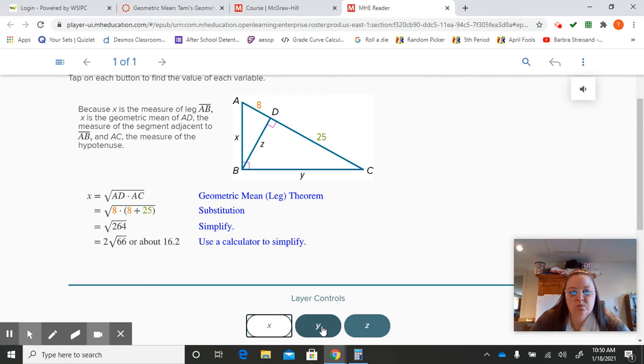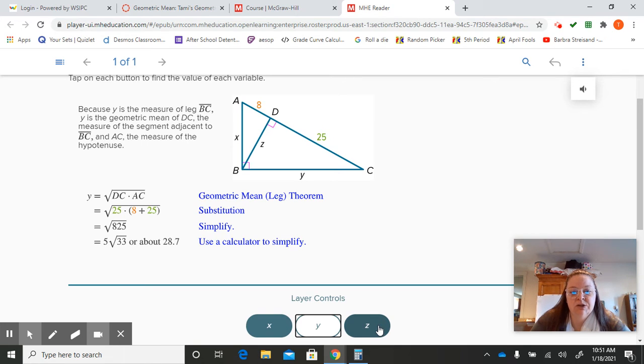Now to figure out what Y is, Y is the length of BC, which is the long leg of the biggest triangle and the hypotenuse of the medium triangle. So Y is the geometric mean of DC, that's the long leg of the medium triangle, and AC, that is the hypotenuse of the biggest triangle. So again, we're using that 8 plus 25. We multiply the long leg times the hypotenuse, and then we take the square root of that. So we get that Y is about 28.7.